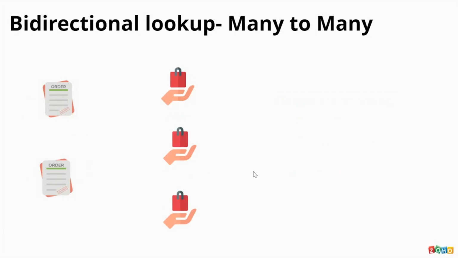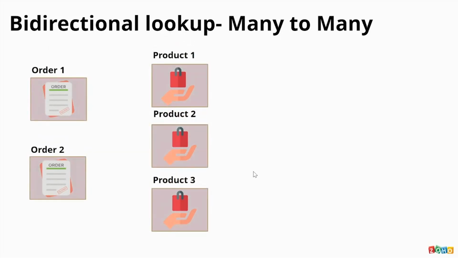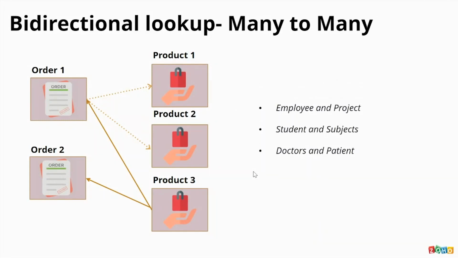So coming to the concept of bidirectional lookup, where we achieve the mutual interaction between two forms. So let's take two order forms, order 1 and order 2, and 3 products. So here each order can be associated to multiple products, right? And each product can be available or associated to multiple orders as well. So this forms a bidirectional and many-to-many lookup. Under the same category, I've listed a few examples like employee and project, student and subjects, doctors and patient.